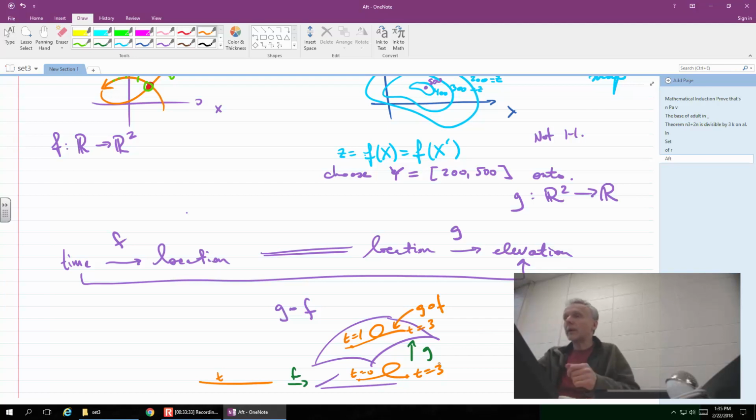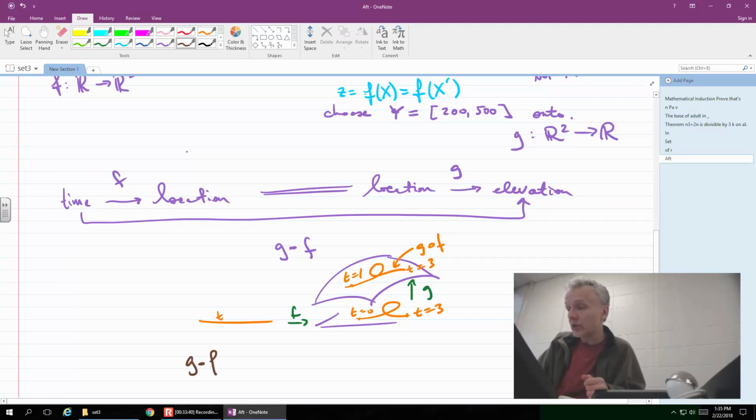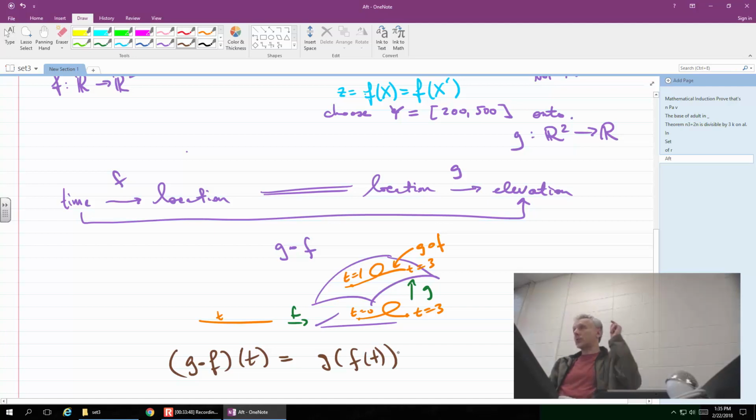Think about how that composition works out. I didn't actually write it out, but G composition F of T is G of F of T. So the information is all there. You plug in T, evaluate F for location, then that location is plugged into G, and you have your elevation. So that is just an illustration. It has actually more information than you need, where on the surface you are located, but that's really not what we care about. We only care about the elevation.